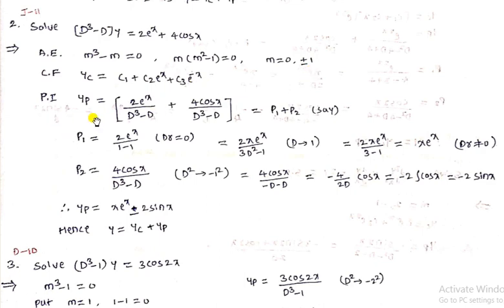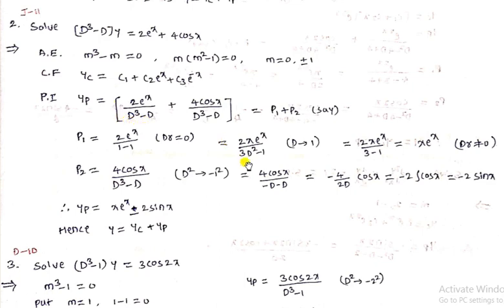Then the particular integral: 2 e to the power x by (D cube minus D) and 4 cos x by (D cube minus D). Again these two terms will be separated, P1 and P2. So P1 means the first term. Again the first term contains an exponential term, so replace D by the coefficient of x. Here the coefficient of x is 1. So 1 minus 1 is 0. So the denominator becomes 0. If the denominator is 0, then differentiate the denominator term and multiply by x.